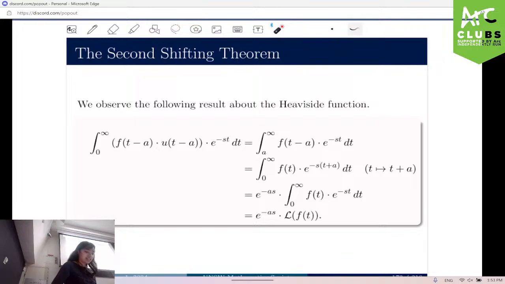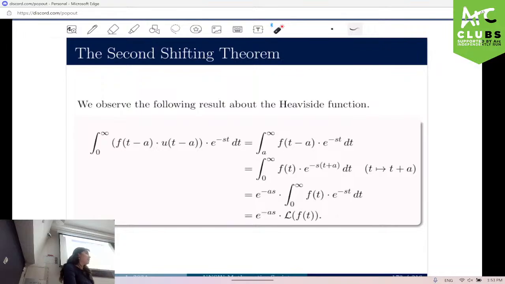Basically, the second shifting theorem is that you're kind of shifting the first shifting theorem. So you're shifting something that's already shifted by another shift. That probably makes no sense. But if you don't believe me that we can do the second shifting theorem, this is how we do it. It is a result of the Heaviside function as well, and yeah, we get this.